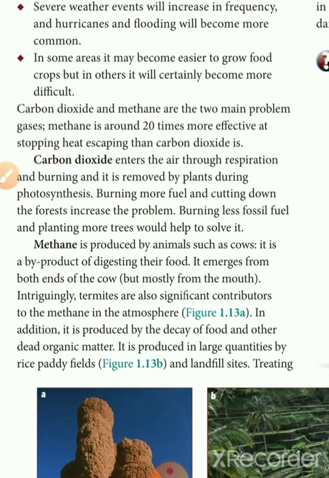Next is methane. Methane is produced by animals such as cows whenever they are trying to get rid of the gases which are burning in their stomach. So simply they produce methane out from their body. Now, basically, different organisms produce methane gas.